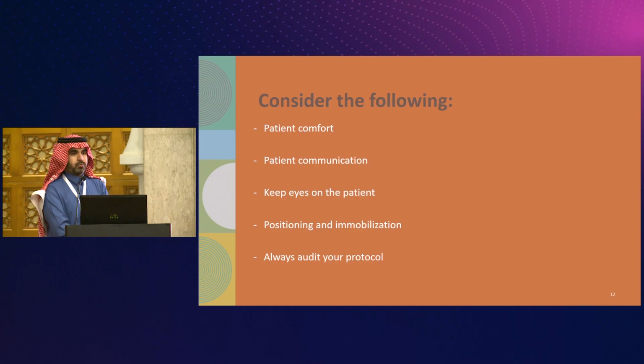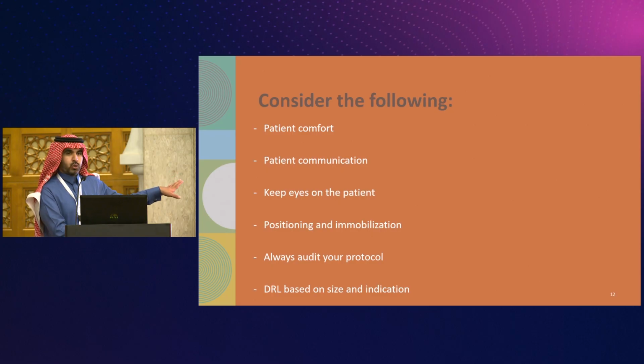Always audit your protocol. You can change. Don't stick with one protocol for 1 year. You can change it every month. Do auditing. Do auditing. And whenever there is a possibility to improve, improve it. Do you have DRL? Do you stick with DRL? Sometimes. Okay. DRL is a key measure for dose optimization. You should have your own DRL in your hospital. You have a local one, and you have a national one, and we have an international one. So please, try to establish one in your department. Not just a general DRL, but also indication-based DRL, size-based DRL.